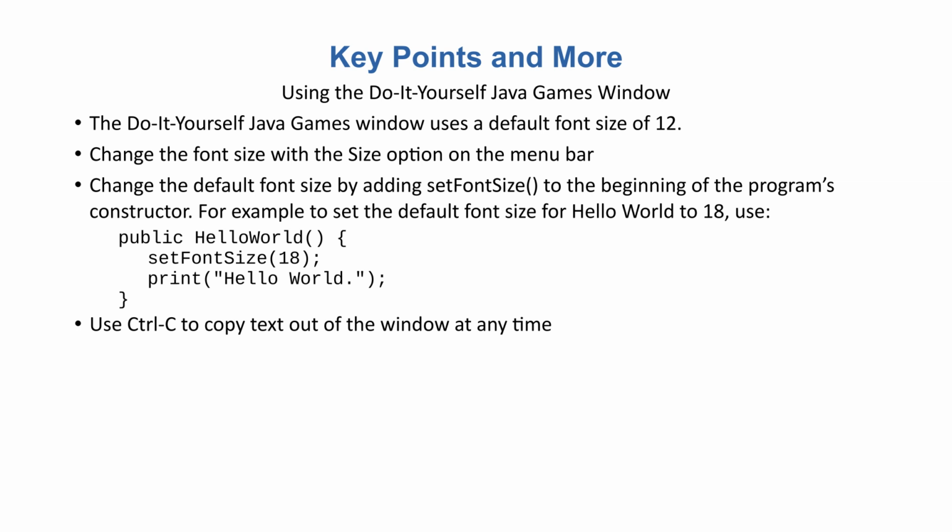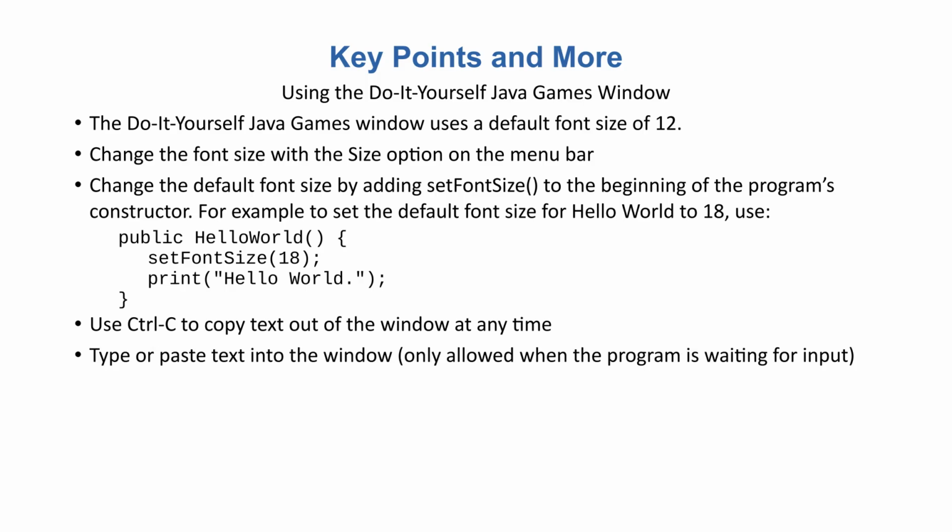To copy text out of the window, drag your mouse across the text and press Ctrl-C. In later lessons, you'll write code to get input from this window. When the program asks for input from the window, you may type text into the window or paste text into the window using Ctrl-V.